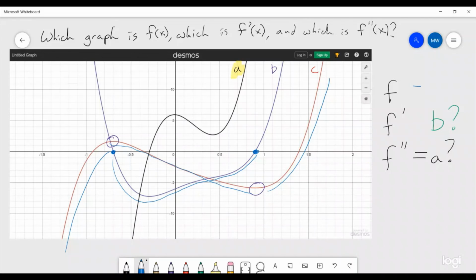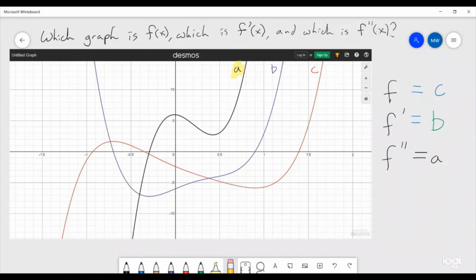So that means that our function f is going to be C, our derivative is B, and our second derivative is A. And that would be the sort of process that we would be able to go through to figure out which of these functions were which.